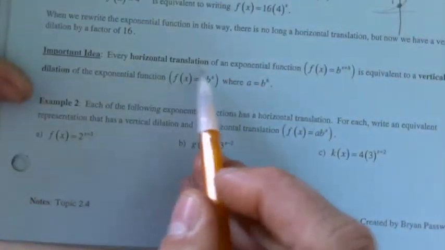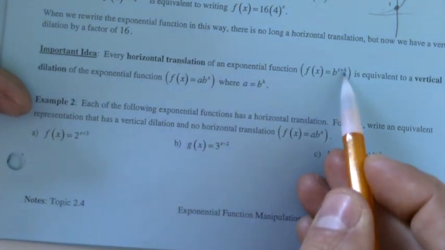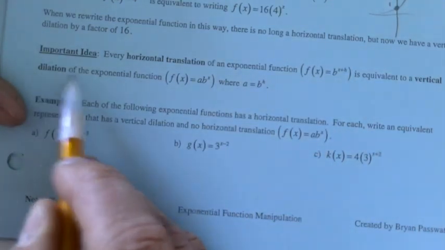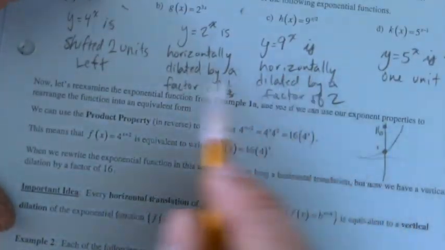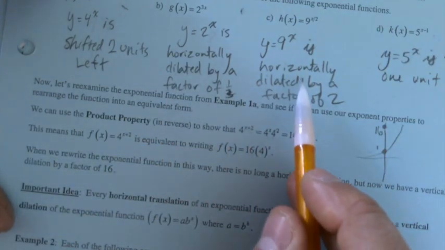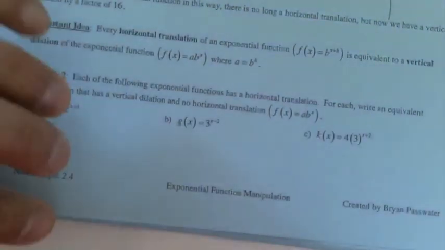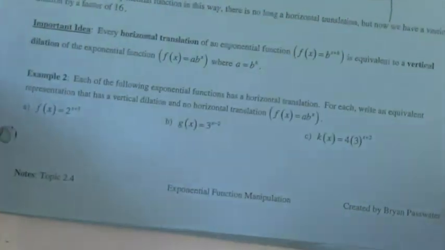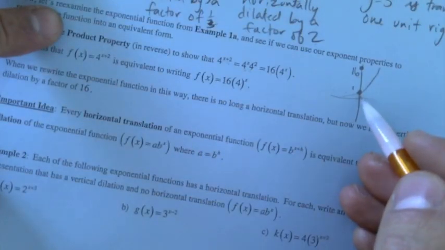Now, every horizontal translation of an exponential function, so anytime you have an h value, it's equivalent to a vertical dilation. So, did you notice here, these were all horizontal dilations? And that is because a translation causes a vertical dilation, because it's going to change the initial value from 1 to a new value.